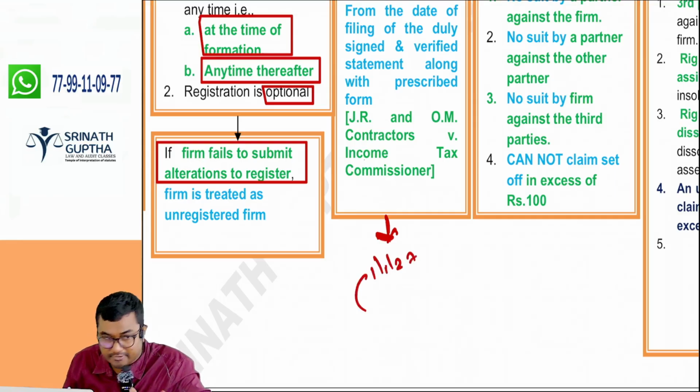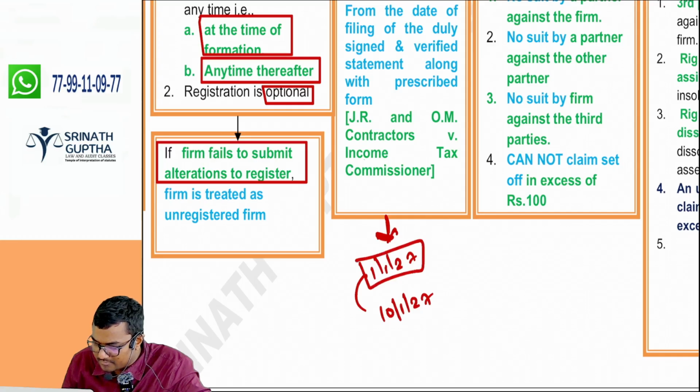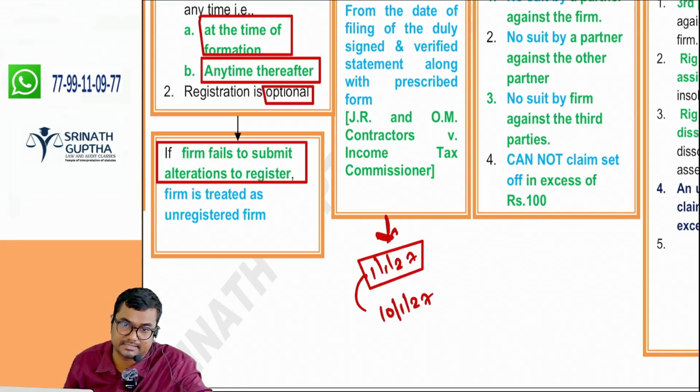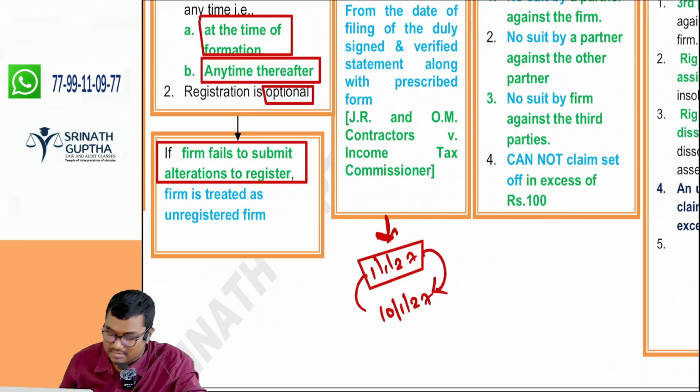But the ROF enters these details in the books on 10/1/27. The firm is deemed registered from the first, not from the 10th, because entering these particulars in the books is a clerical activity. No brain is required because everything has been examined and they have taken the application form.